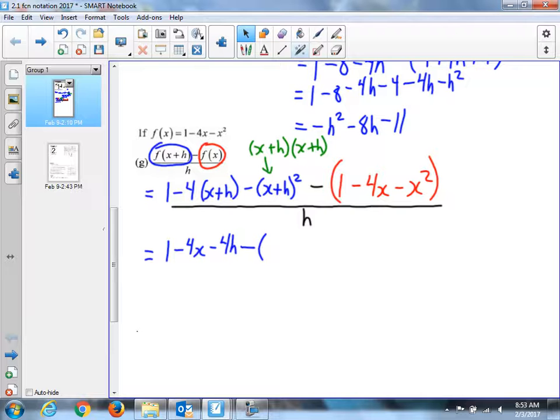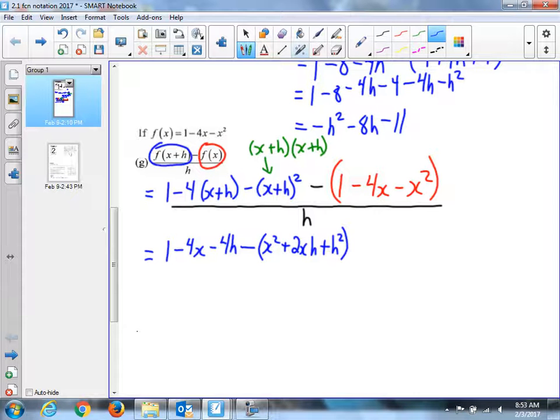So I go x times x, x squared. X times h, xh, plus h times x, xh again. So 2 groups of xh. That's h squared. Voila, done. Now, any questions up to this point, the blue? Okay. Nailed it.